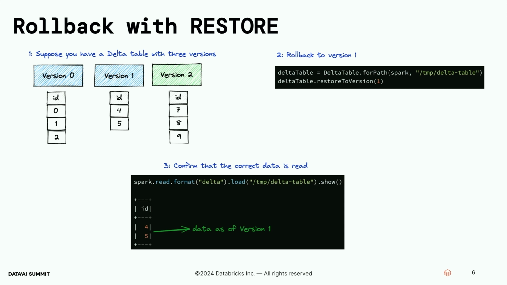So I love that. The reason why restore is so powerful is because if you make a mistake, you can undo the mistake. That's not an option when you're using a data lake.